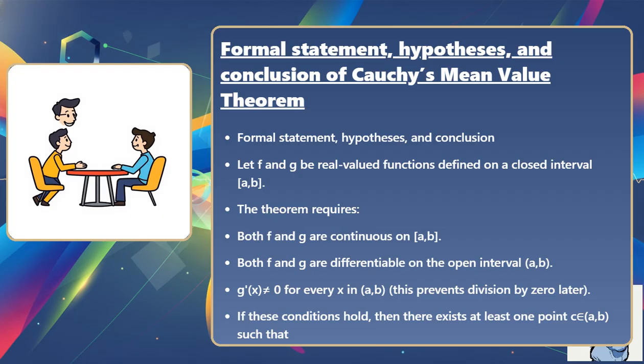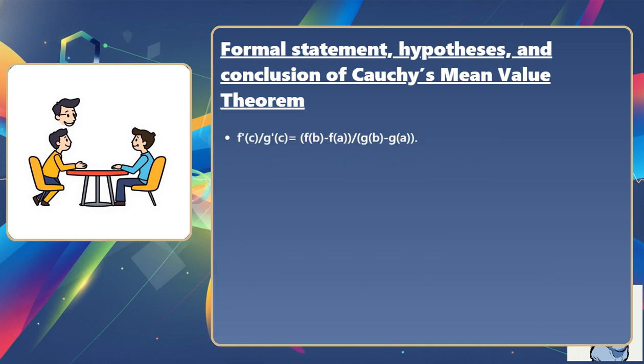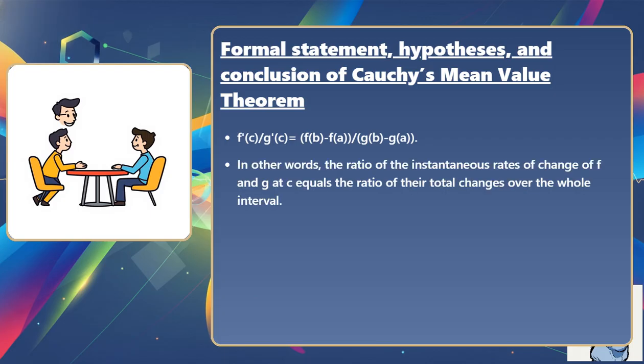If these conditions hold, then there exists at least one point c belonging to the open interval a to b such that f' of c divided by g' of c equals f of b minus f of a divided by g of b minus g of a. In other words, the ratio of the instantaneous rates of change of f and g at c equals the ratio of their total changes over the whole interval. This is a two-function extension of the ordinary mean value theorem.